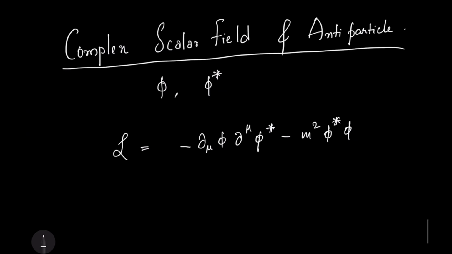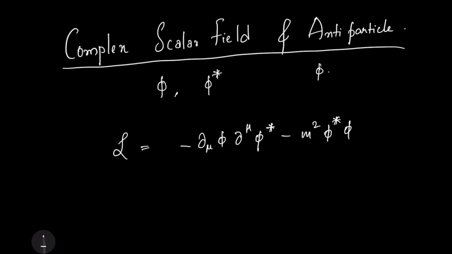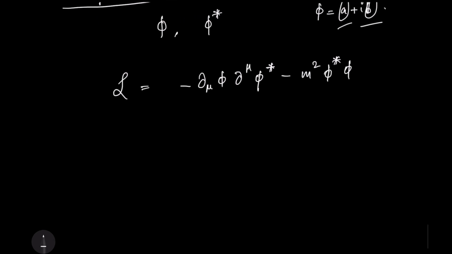Now φ is a complex number, which means φ will be of the form a plus ib. So we can decompose the field φ into 2 parts, the real and the imaginary part, and each part will have a real number a and b. If you plug them into this Lagrangian, you will get 2 copies of the equation for the free scalar field, because a and b are 2 real numbers. So one is the free scalar field for the real part, and another one is the free scalar field for the imaginary part.